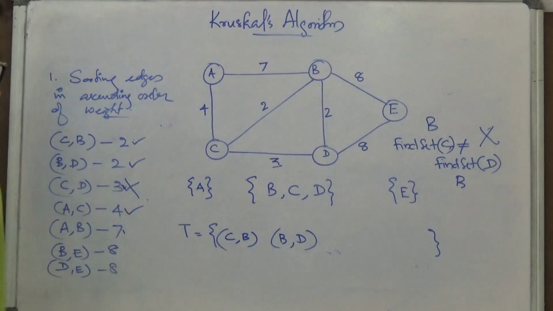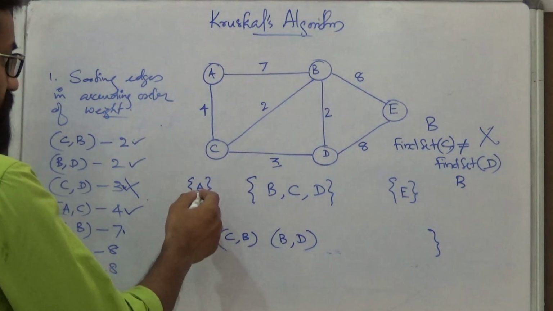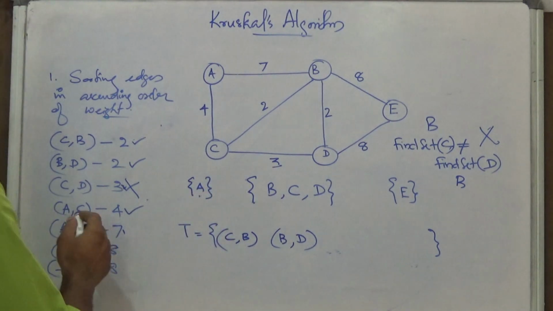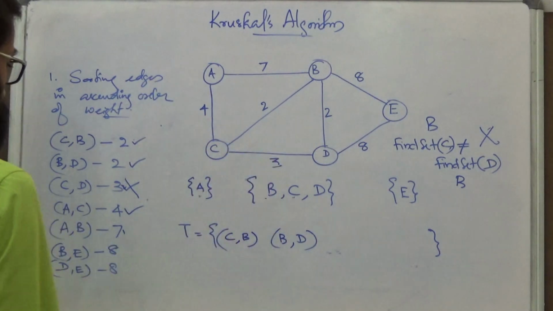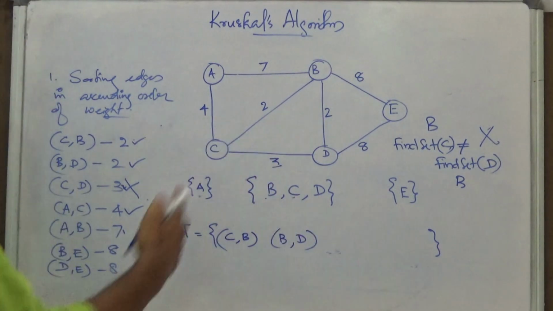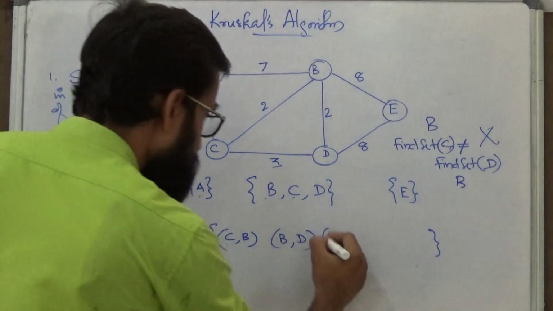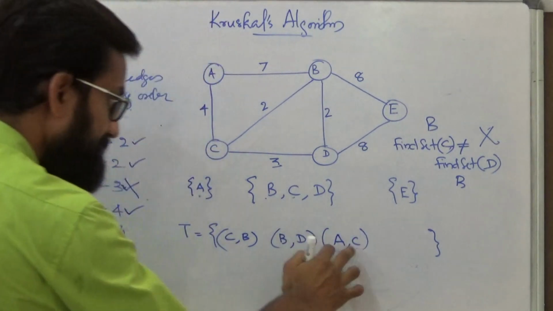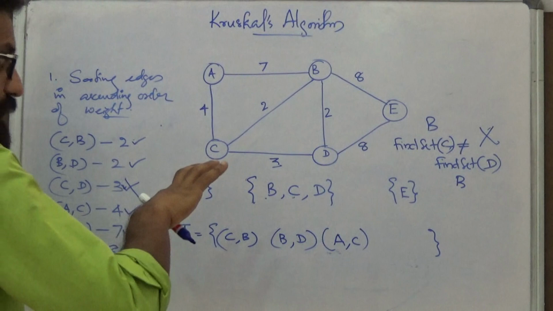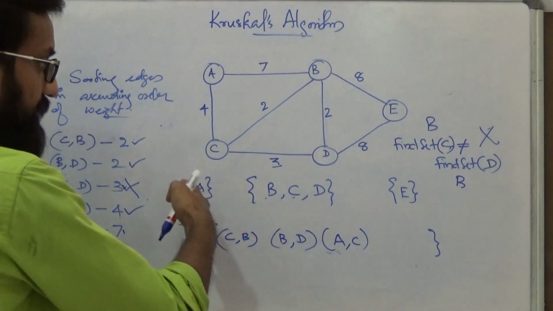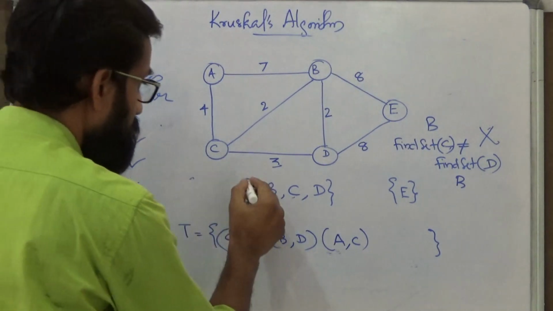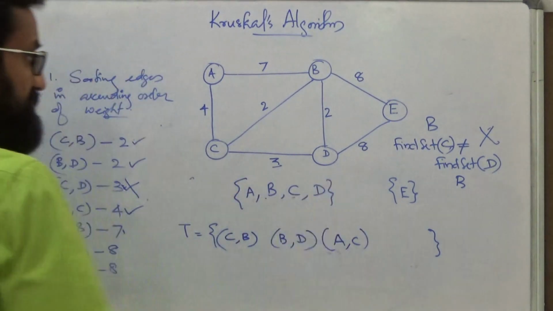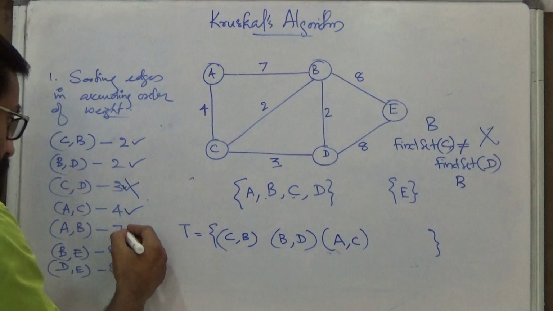Next one is AC. So you will be checking find set A, that is A, and find set C, that is B. Since A and C lie in two different components, AC is a safe edge. Since AC is a safe edge, you have to unite sets containing A and C. So this will be the end result, ABCD.